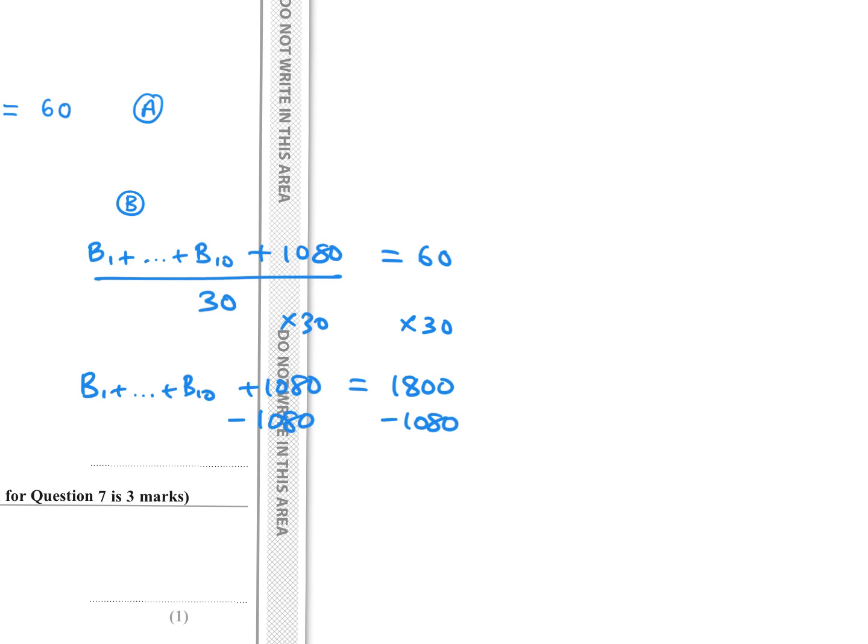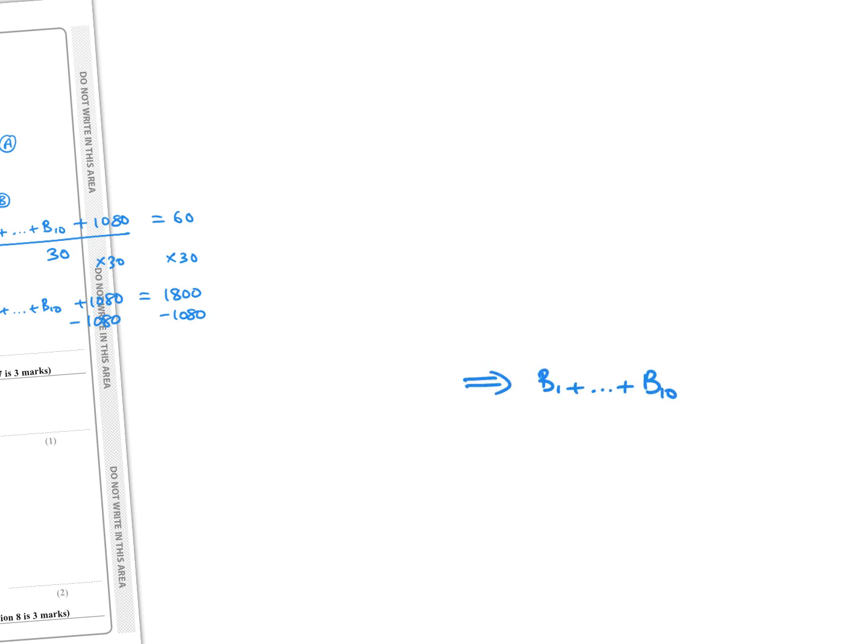Let me try and move this a bit. So we'd have, from here, we'd have all of the boys' marks. And what we'd have here is, if I just get rid of this, we would have all the boys' marks would then be equal to 1800 minus 1080, which is 720.